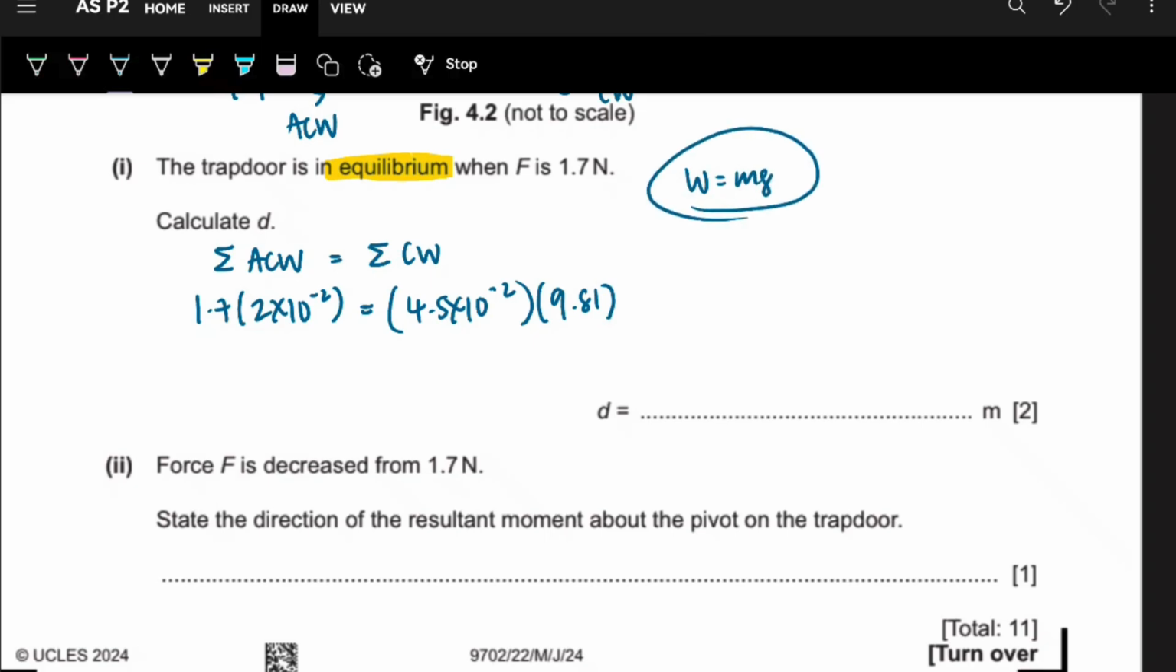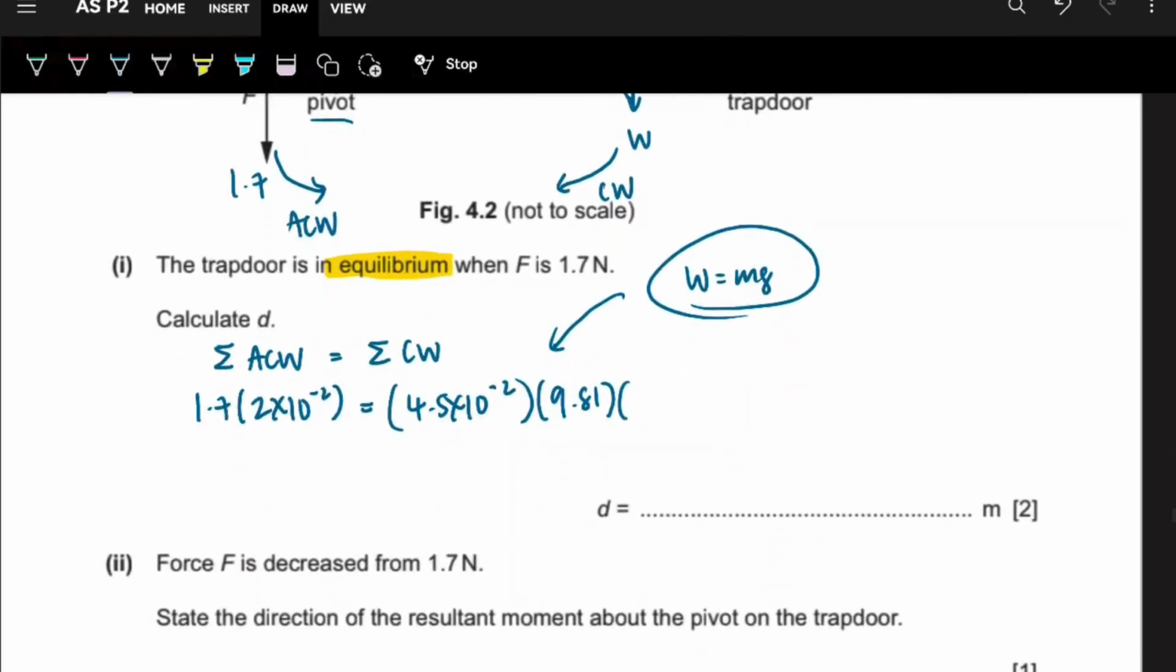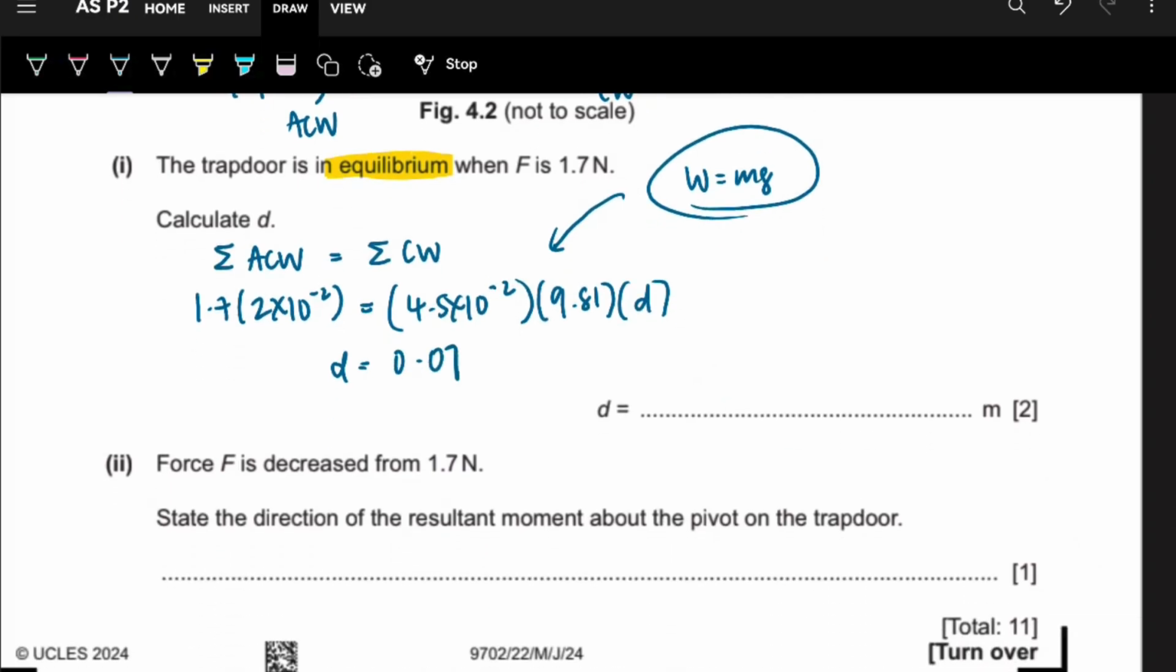You can choose to do this separately, then get back to this, or just put it in the formula. No problem, up to you. We're going to get the exact same answer, and we're going to find what D is. So you perform your calculation, do your math, and you'll get your D. Okay, let me do it first. 4.5 times 10 to the negative 2, times 9.81. I am getting 0.077 meter.